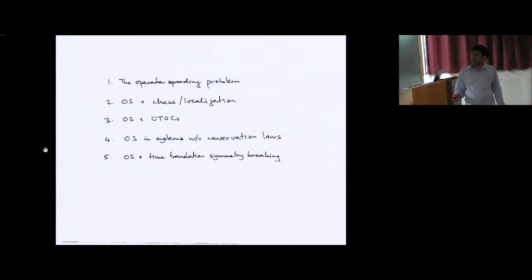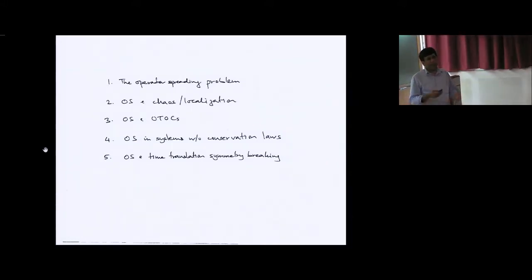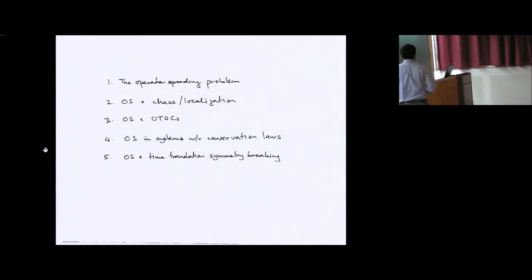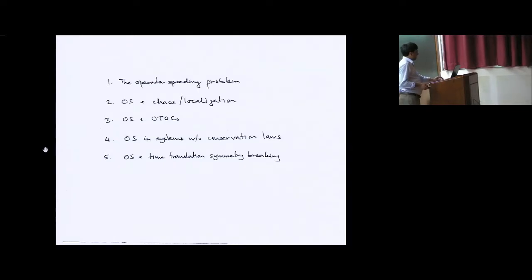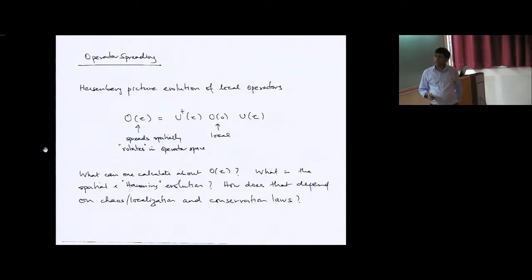Then I'll describe a model calculation of operator spreading in a system without conservation laws, and I'll explain why that's interesting. And then I will focus on this question of what does it mean to break time translation symmetry and use this notion of operator spreading to constrain the search for such systems, which are known in the trade now as time crystals. And so you'll come back and close the circle.